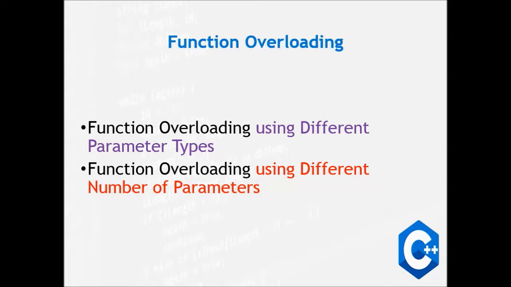This is called function overloading. The functions with the same name must differ in one of the following ways. It has normally two types: function overloading using different parameter types, and function overloading using different numbers of parameters. So the functions with the same name must differ in the number of parameters, the type of parameters, and sometimes the sequence of parameters.